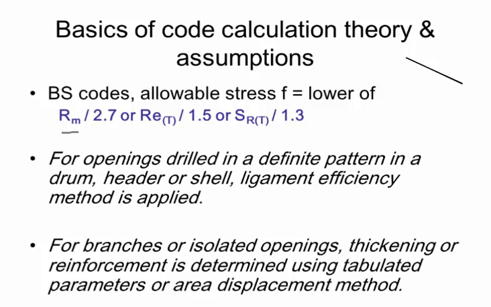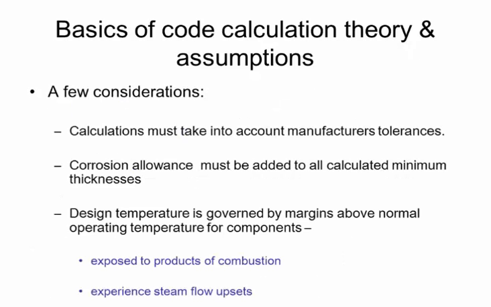Okay, so for openings built in a definitive pattern in a drum, the header or shell ligament efficiency method is applied, and we'll take a closer look at that as well. And for branches or isolated openings, thickening or reinforcement is determined using tabulated parameters or area displacement method. So there's two methods there. The one is tables, and the other one is basically the area displacement method. And again, we'll take a look at that at a later stage as well.